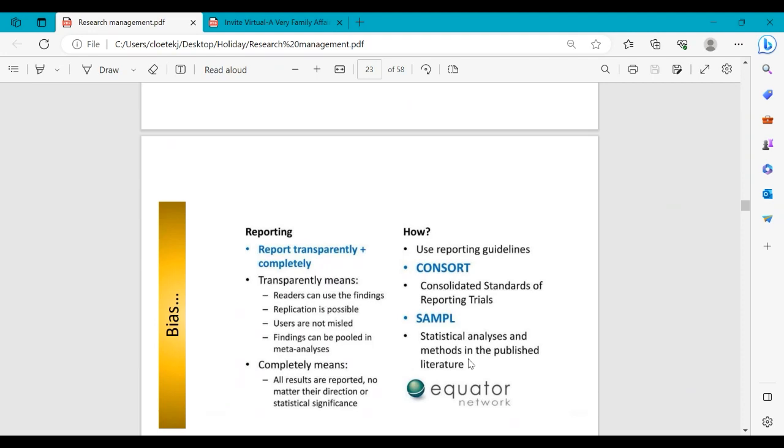Okay. Reporting should also be transparent and complete. Transparency means readers can use the findings, replication is possible, and findings can be pulled into meta-analysis. So sometimes in, for example, your biomedical or medical studies, you will have these types of studies where researchers do systematic reviews and meta-analyses, where they review the data and they review certain studies and are very specific about the studies that they select. And then they reanalyze the data using very complicated statistics.